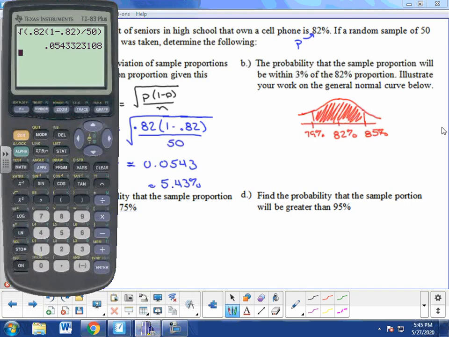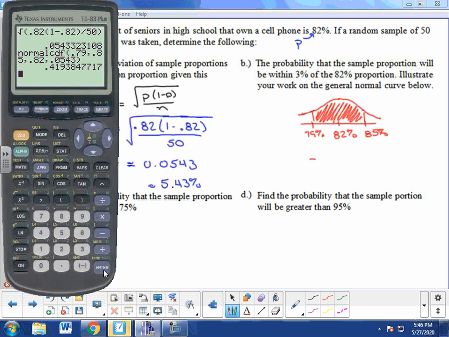If we do that here, we can do this using the normal CDF button. This would be the curve we're looking for, what's going to lie in between 79 and 85%. So I would hit second, variables, statistics, normal CDF. My lower bound is first, 0.79. I hit a comma and then put in my upper bound, that's second, 0.85. We're putting those into decimals for the computation. Then I want the mean, which is 0.82. And then finally, I want the standard deviation, which we just found was 0.0543.